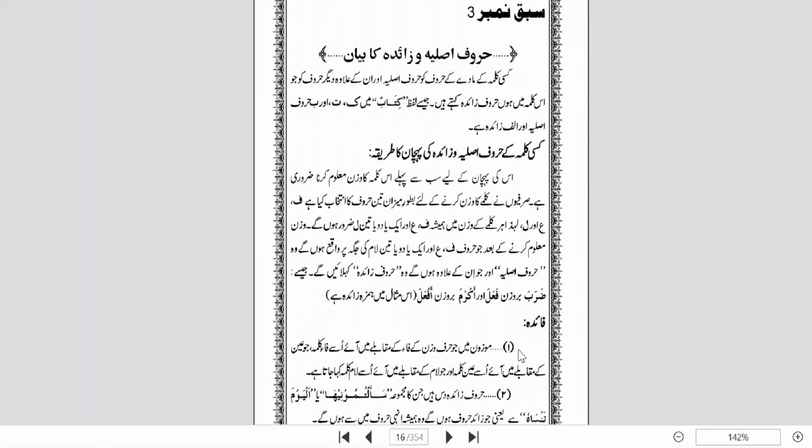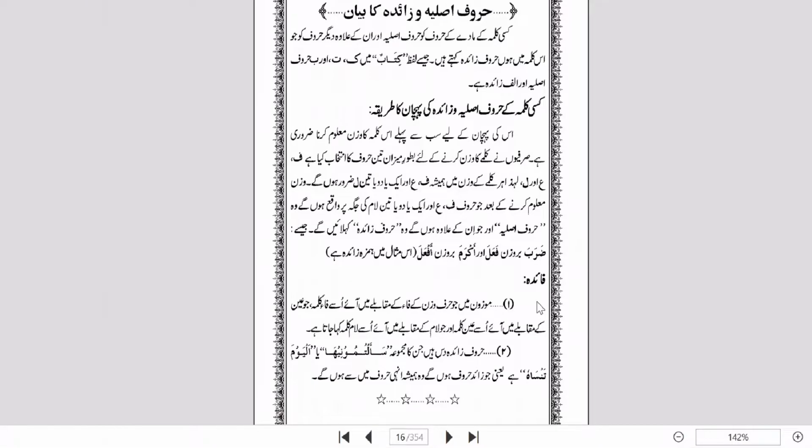Some additional information. On the scale, the letter on the place of Fa is called the Fa Kalimah, the first radical. The letter on the place of Ain is called the Ain Kalimah, which is known as the middle radical. And the letter on the place of Lam is called the Lam Kalimah, the last radical.